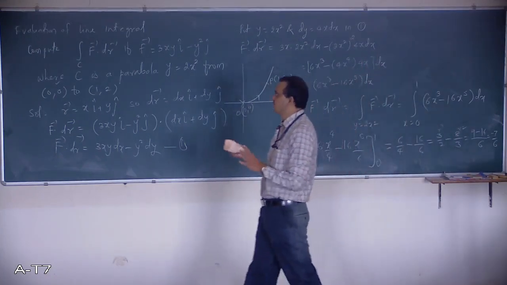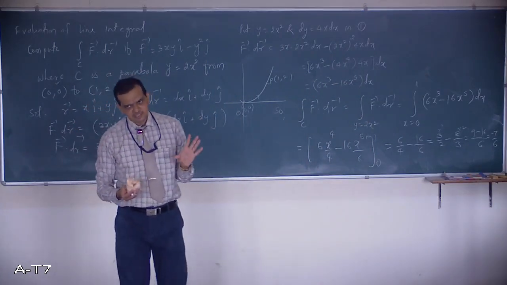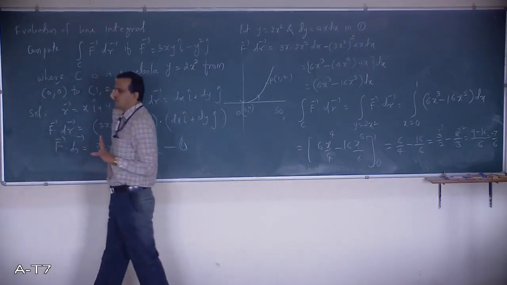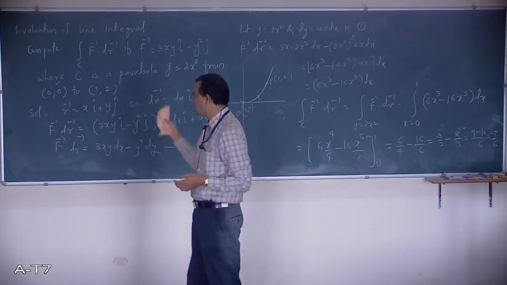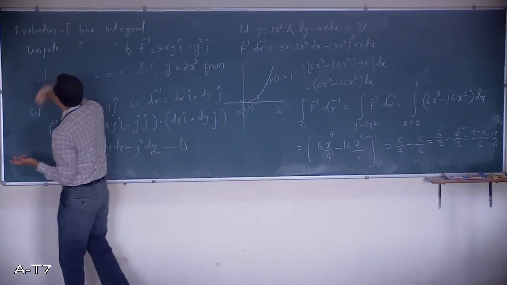So this is the first example on evaluation of line integral. One plane vector function was considered. One curve parabola was given, the first point and the last point both were mentioned, and we obtained this line integral quite easily.